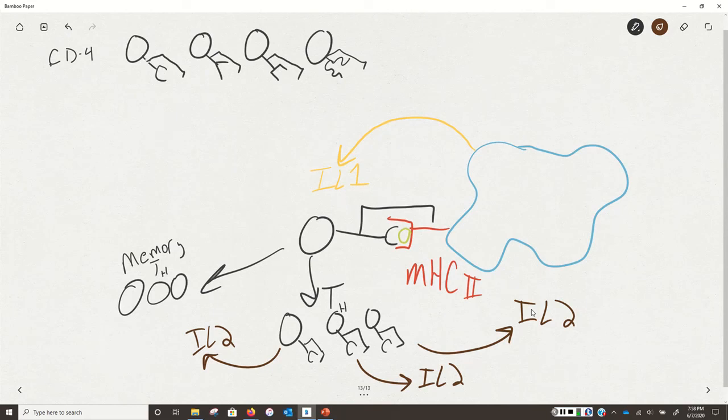The next lecture, we're going to talk about the other two types of T cells. We're going to talk about B cells, and we're going to kind of wrap everything up with the immune system.